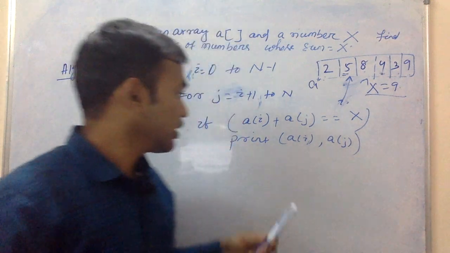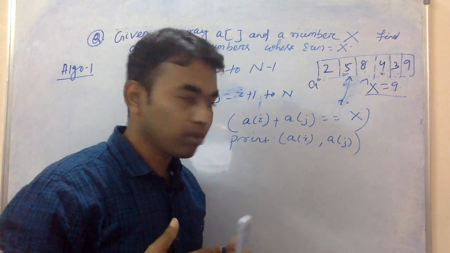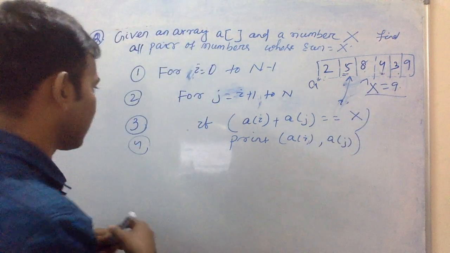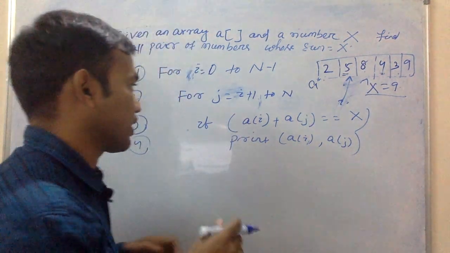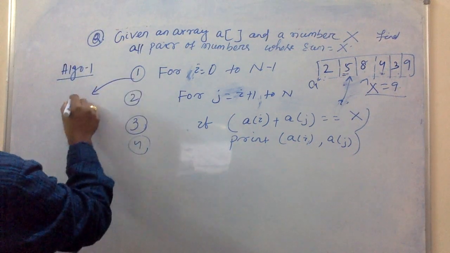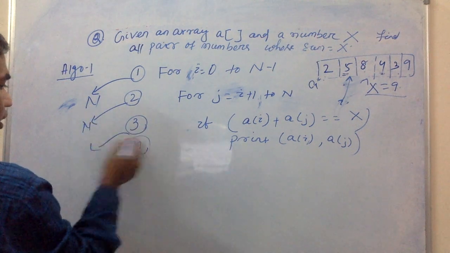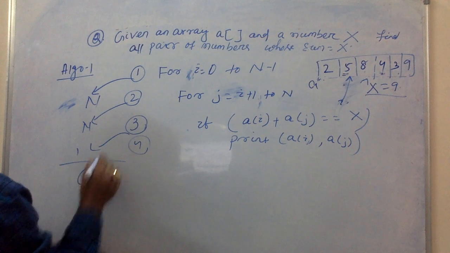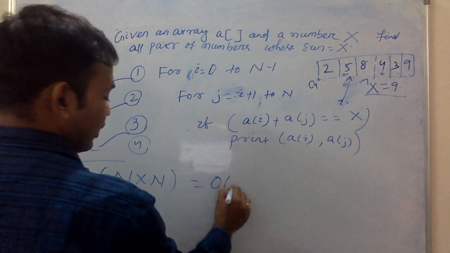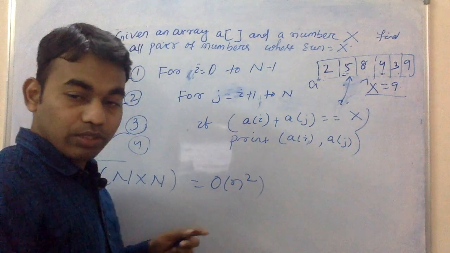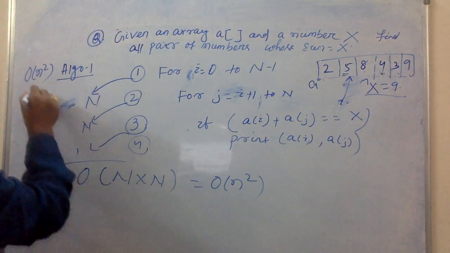But the question is, what is the time complexity of this algorithm? It is going to print every pair of numbers whose sum is x, but let's analyze the time complexity. It is pretty straightforward if you have some basic knowledge of time complexity. The outer loop is going to be n, and the inside takes some constant time. Since this is an inside for loop, it is n into n, which equals big O of n square. So the time complexity of algorithm 1 is big O of n square.